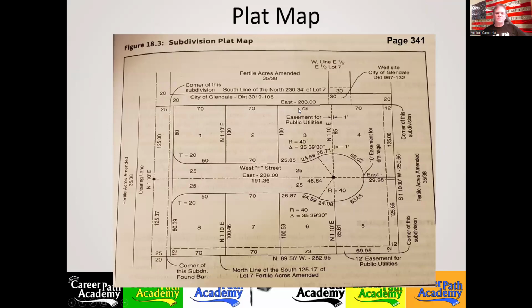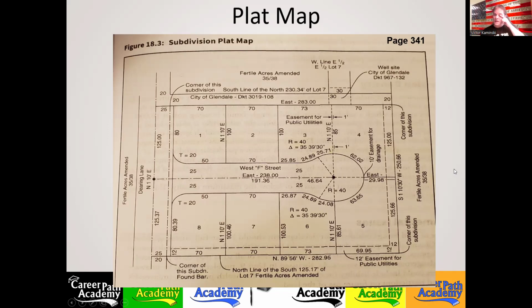So we've seen this one before, this plat map. This is a small subdivision with 8 properties, right? You see they made a cul-de-sac street. And if they give that street to the government, what do they call that? When you give land to the government for a public use, like streets, schools, and parks. Easement or something? Or dedication.